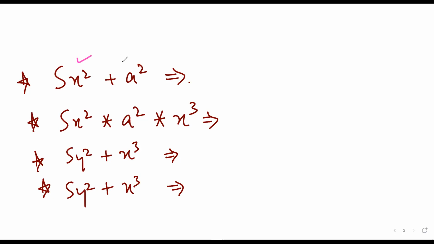So, Mr. Aryaman, are these terms like or unlike? Unlike. Mr. Satya? Unlike. So the answer would be, Mr. Aryaman? 5x square plus a square. Mr. Sarthak, any doubt? No, sir.